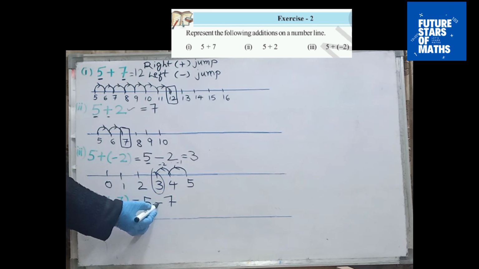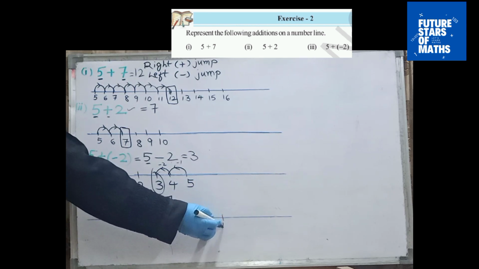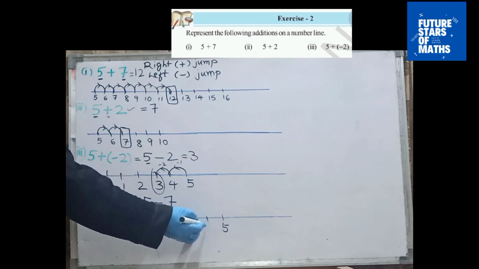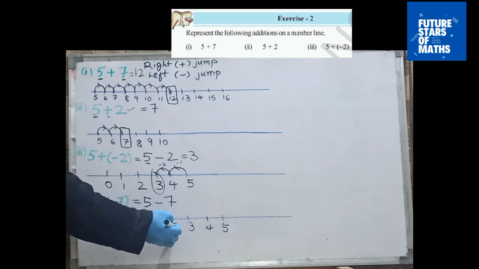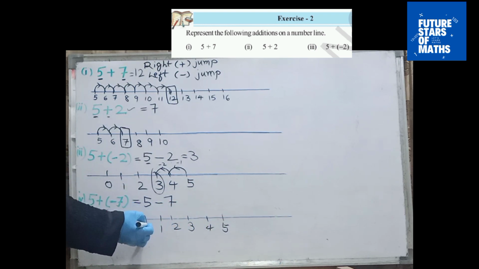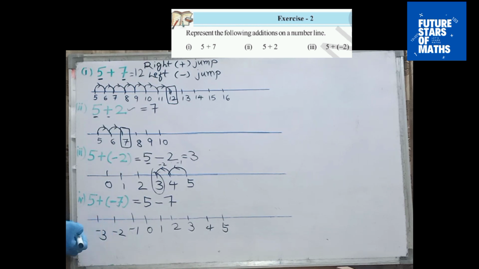Now again we have to subtract. That is, we must have numbers on the left side of 5. So I'll start writing 5 from here: 5, 4, 3, 2, 1, 0. After 0 we will have negative numbers: -1, -2, -3, and so on.